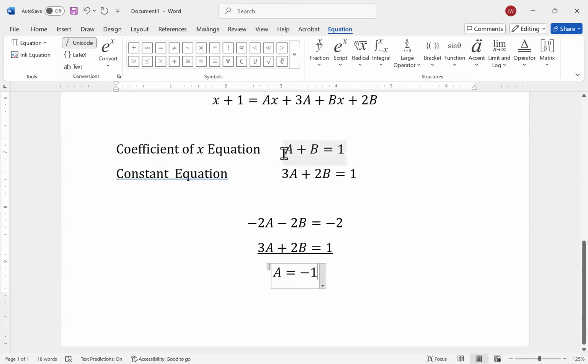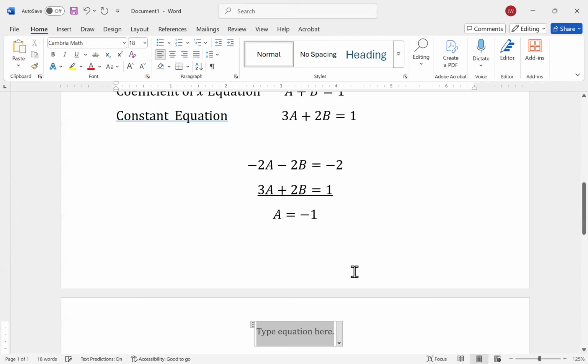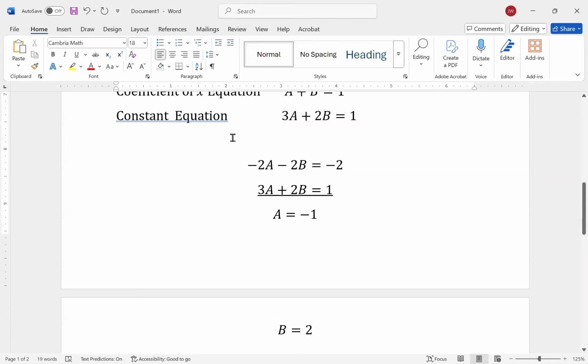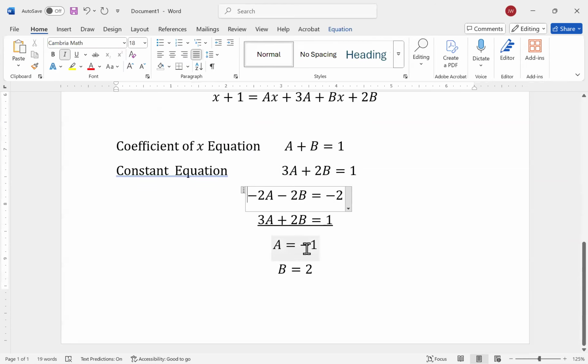Then I'd plug it in to one of these. Doesn't matter which equation. If a is -1, then b has to be 2. So a is -1, b is 2. So that's one way. That's using the elimination method.